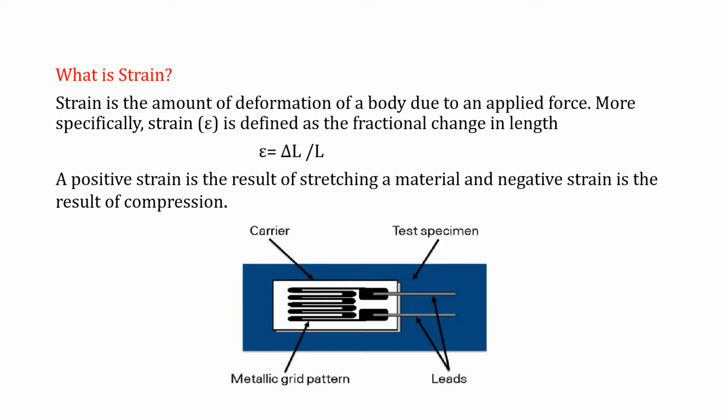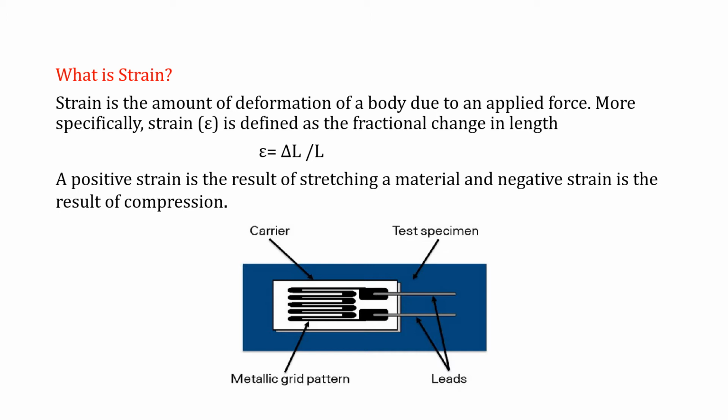Whenever a force is applied to an object, deformation or compression takes place in that object. Such changes in that material or object are called strain. When a stress is applied, the output is strain. The result of that stress is called strain. A positive strain is the result of stretching of a material, and negative strain is the result of compression.